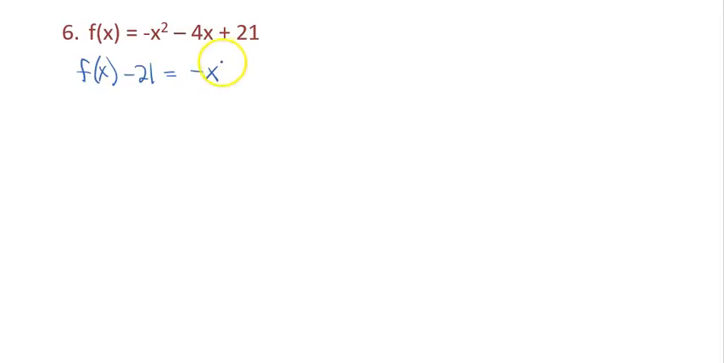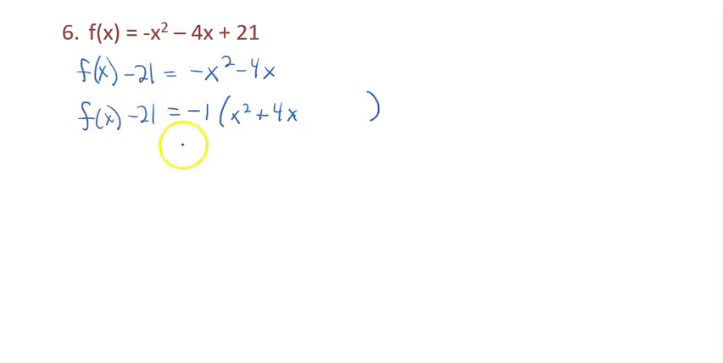And that leaves me with negative x squared minus 4x. Whatever that number is in front of x squared, you want to factor out like it's a GCF. So I'm taking out a negative 1. That will leave me with x squared plus 4x. And then I want to leave some space before I close that parenthesis out. I haven't messed with the left side yet.